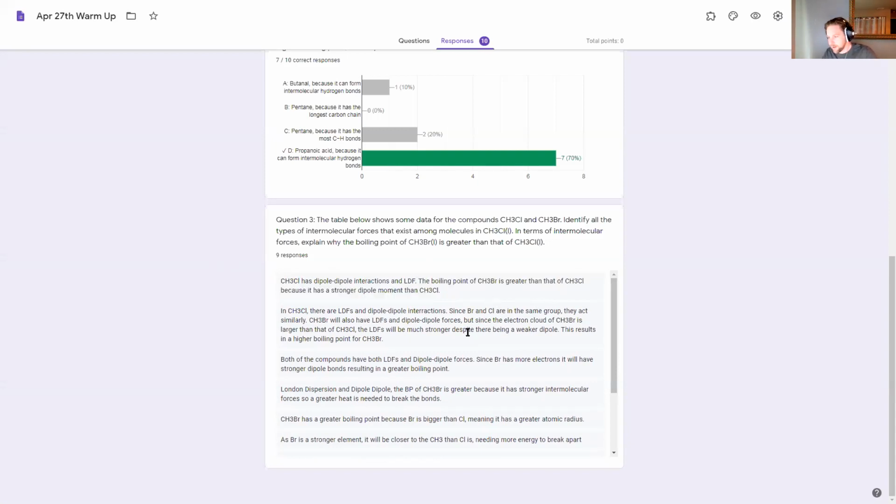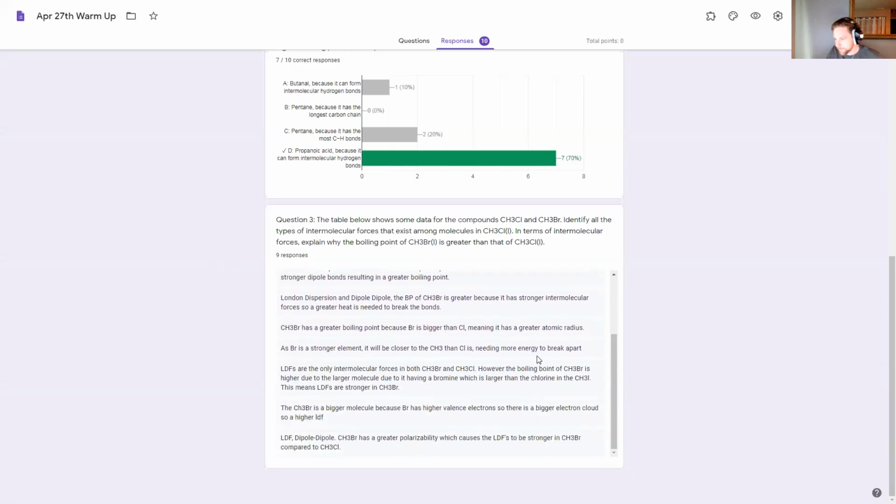It is a higher boiling point as a result of London dispersion forces. So things like, since the electron cloud of CHBr is larger than CHCl, the LDFs will be much stronger despite their weaker dipole. That is a really good statement right there. Talking about size and radius is good. We need to follow up with a statement of why that is significant.